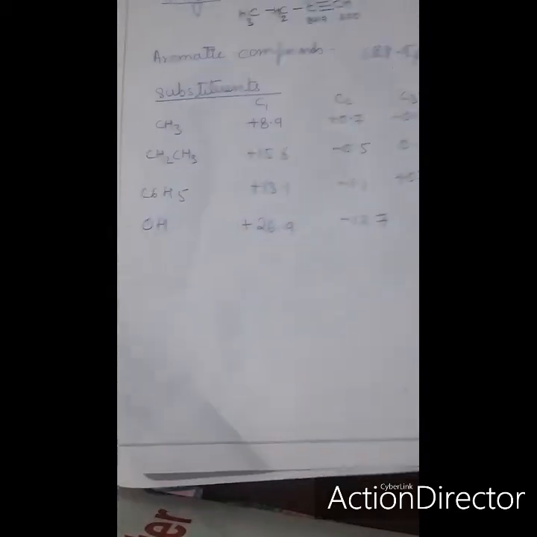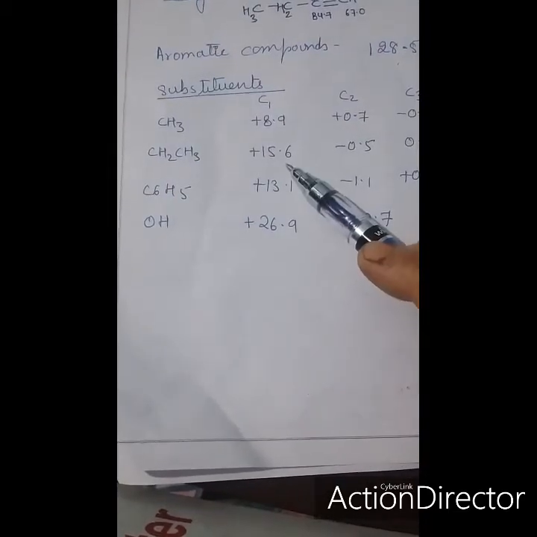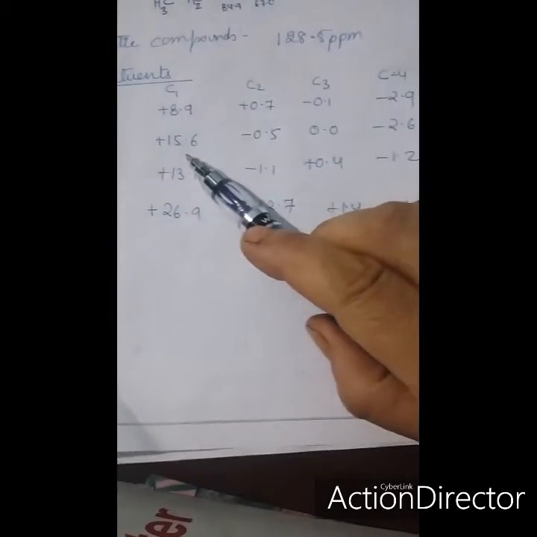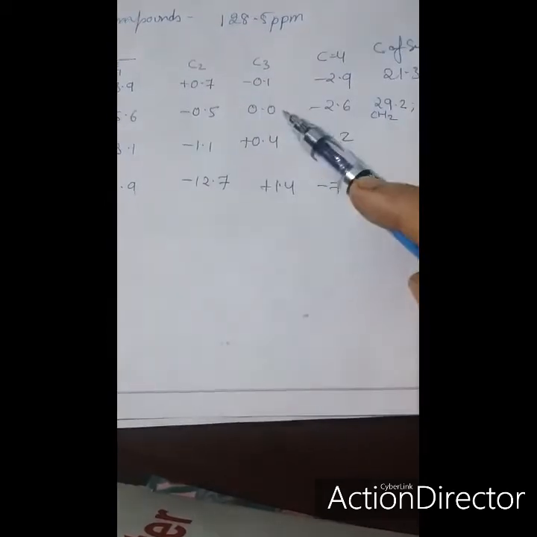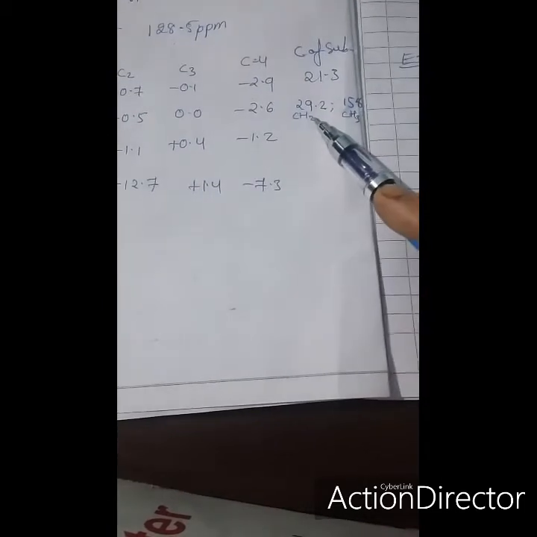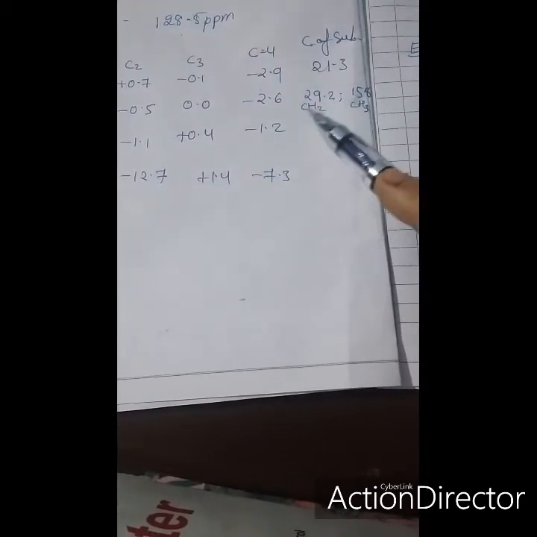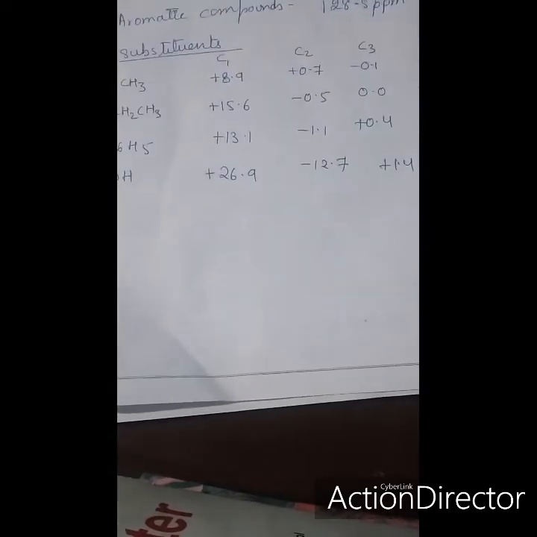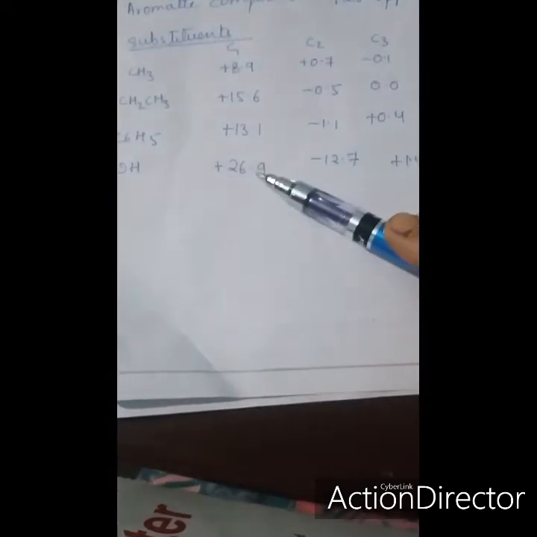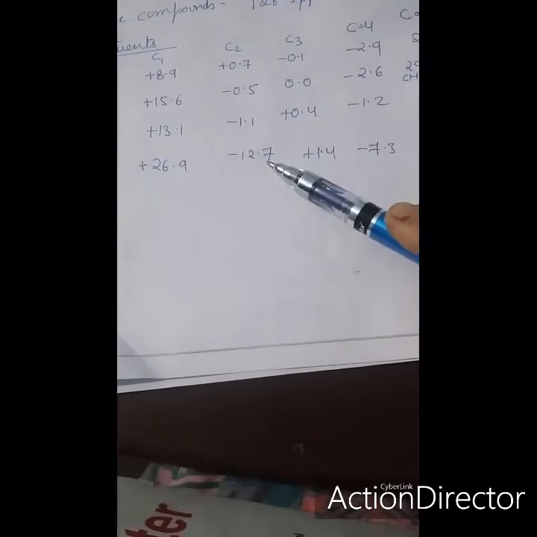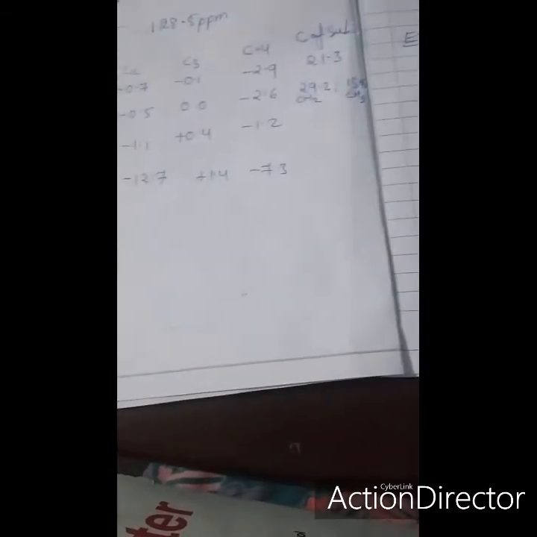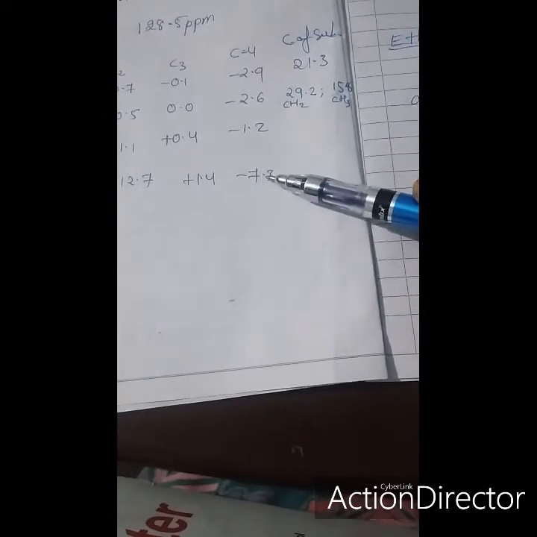Similarly, ethyl is there with different values, 15.6, minus 0.5, 0, 2.6, and the carbons of the substituent, that is CH2 and CH3, will show these values. One more example I can take with OH. It is showing different values, 26.9, minus 12.7, plus 1.4, minus 7.3, and so on.